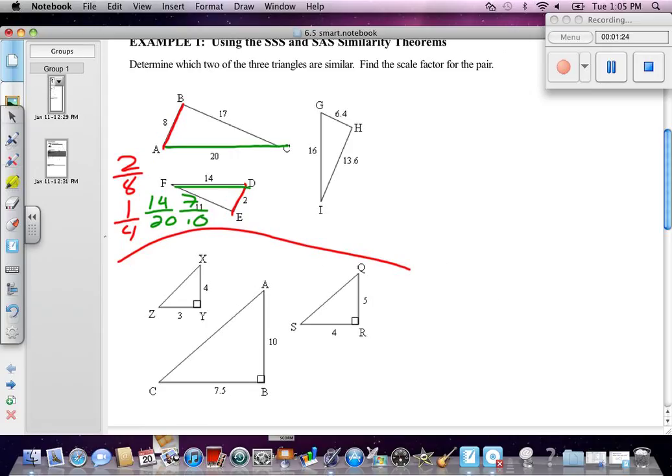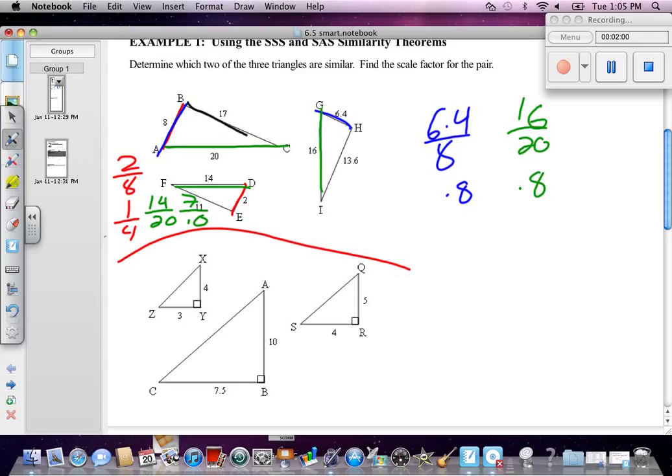Okay, so now let's look at this big one and this one over here. So 6.4 over 8, and this is where we need the calculator. 6.4 divided by 8 gives me 0.8. So let's try another side. How about AC and GI? 16 over 20. That is 0.8. Okay, one more side to make sure.